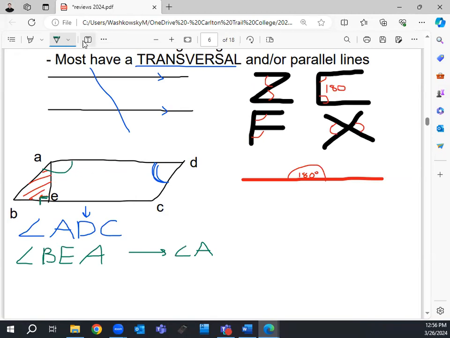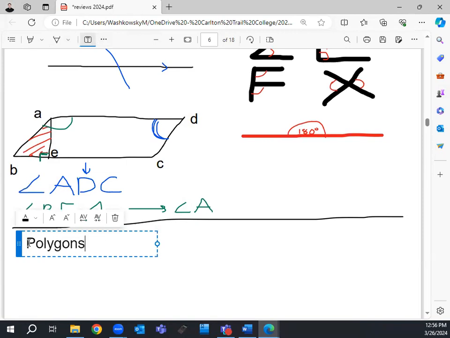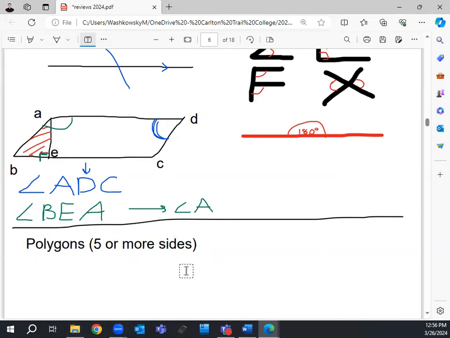But that's quadrilaterals. The final part of this is, what if we have 5 sides? What if we have 6? What if we have 7? What if we have 100 sides? We're dealing with polygons at that point, right? 5 or more sides. Now there are a bunch of shapes. There's a heptagon, for example. There's a nonagon. Like, what the heck does all that stuff mean?